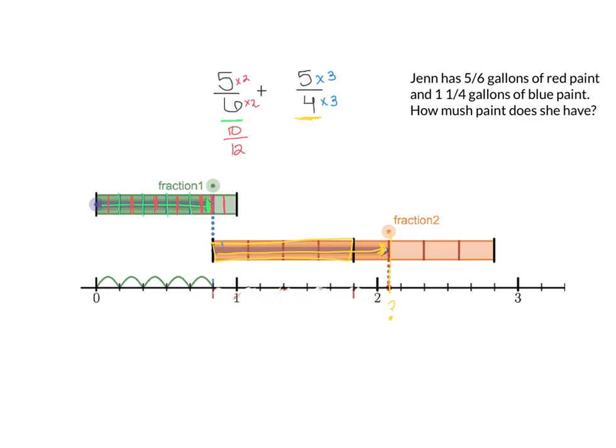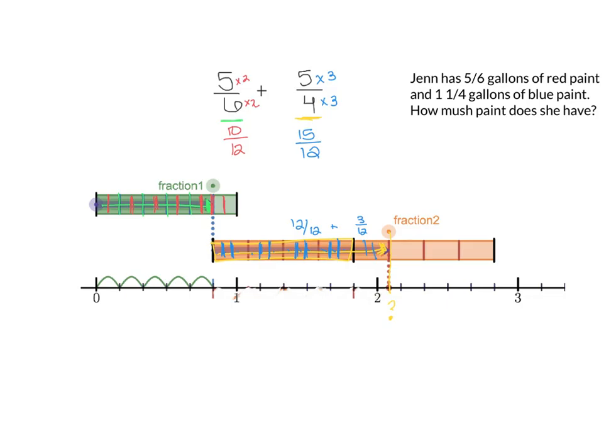pieces. There's 1/3, 2/3, 1, 2, 3. I can continue this process, and I could double check. I have 1, 2, 3, 4, 5, 6, 7, 8, 9, 10, 11, 12. My whole is 12/12, plus another 3/12, which is going to give me a total of 15 parts of size 1/12.